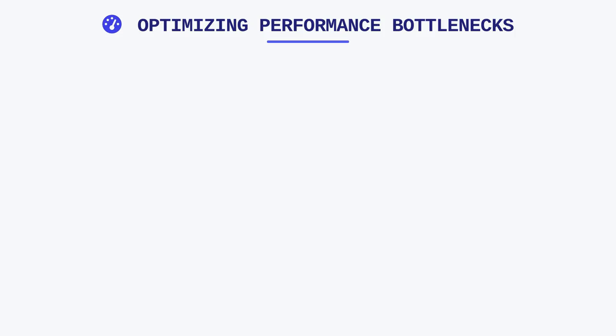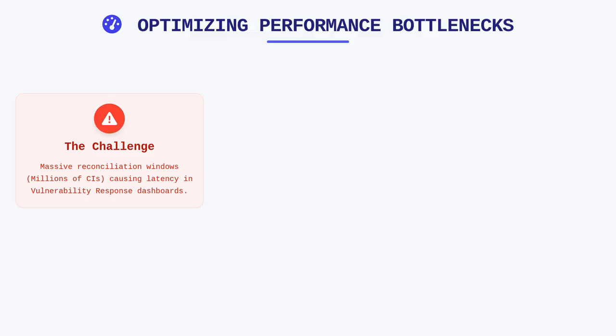Performance bottlenecks are an inevitable reality when dealing with massive reconciliation windows involving millions of configuration items. During these high-volume ingestions, the engine might spend excessive time evaluating complex identification rules, leading to latency that ripples through your vulnerability response dashboards. To diagnose these bottlenecks, you should analyze the execution timing logged within the reconciliation process, specifically looking for rules that consume a disproportionate amount of processing resources.